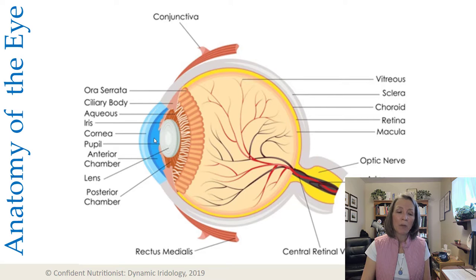Directly behind the cornea, we have a fluid-filled chamber that is called the anterior chamber or the front chamber, filled with aqueous humor. Then we have the iris, which is actually mostly muscle. We have the lens, and then we have the posterior chamber, which is filled with vitreous humor. So of course with iridology, we are mostly focused on the iris and somewhat on the sclera. Note that the pupil is actually an opening in the iris.